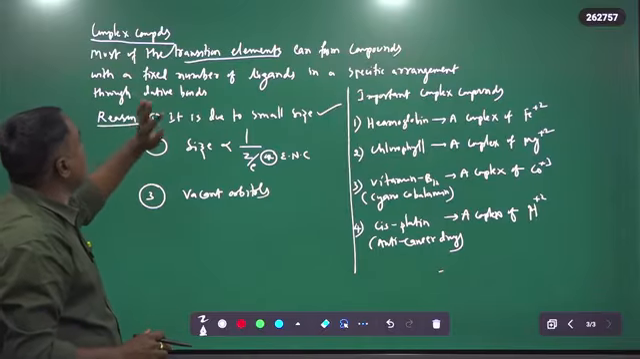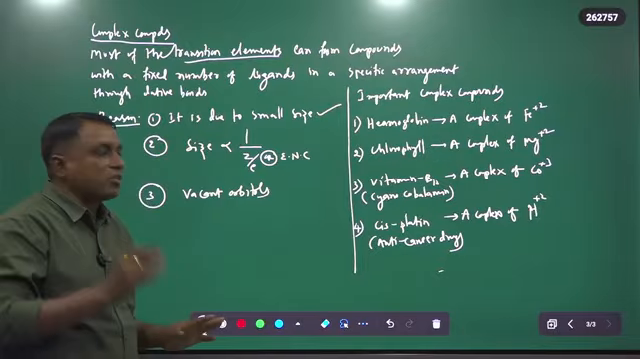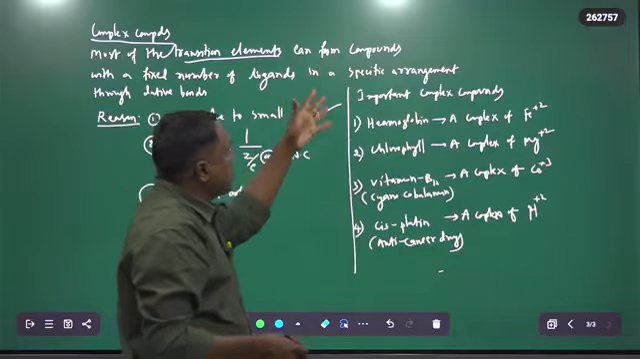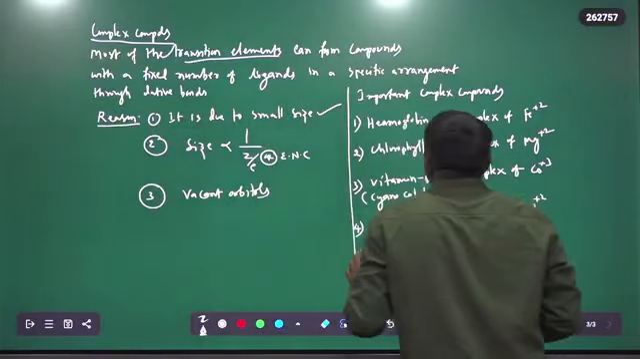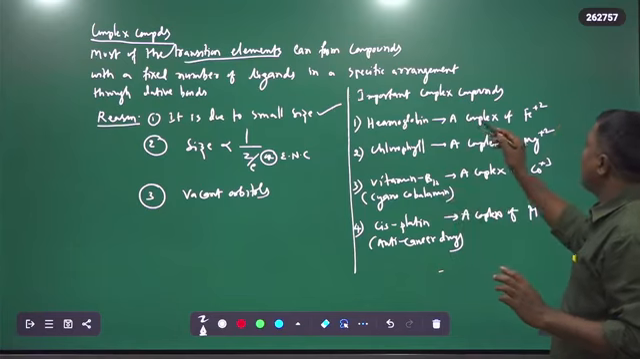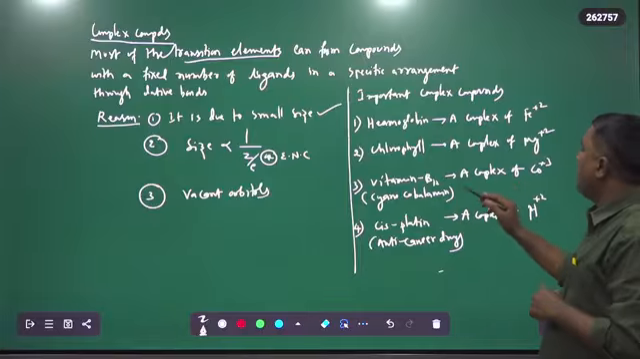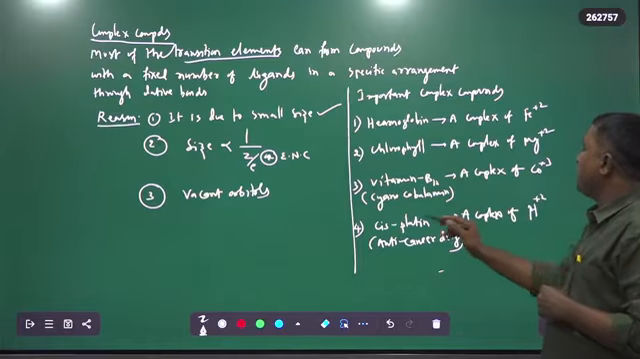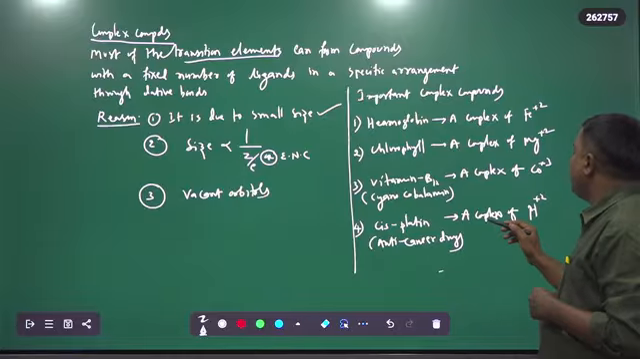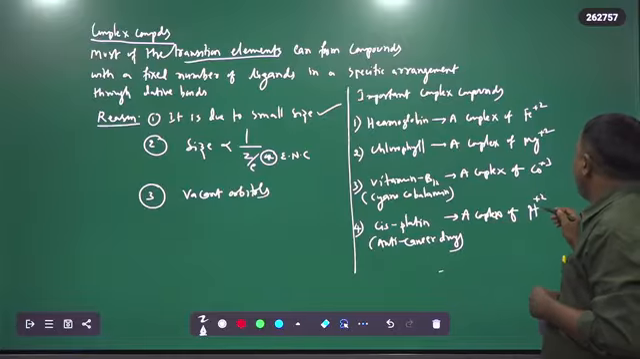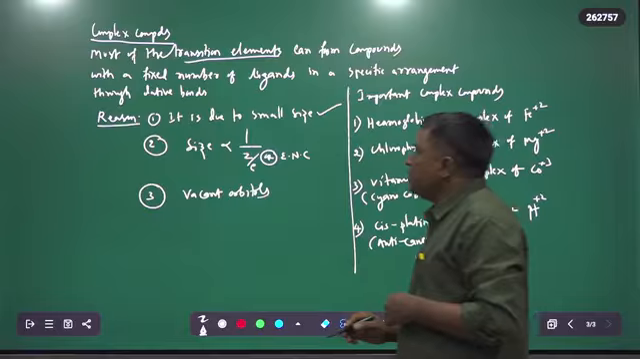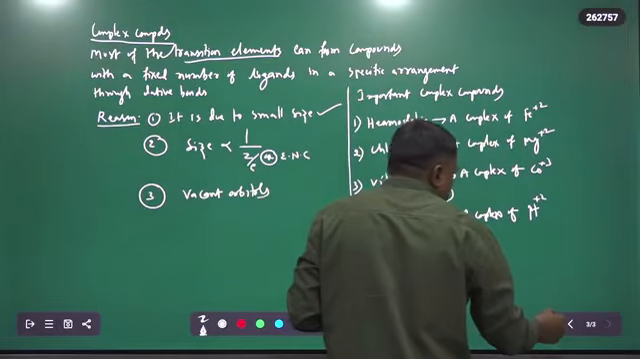So such type of compounds are what now? They are complex compounds. So these are the most familiar examples of complex compounds. Hemoglobin is a complex of iron plus 2, chlorophyll is a complex of Mg plus 2, vitamin B12, a cyanocobalamin, is a complex of cobalt plus 3, and cisplatin, an anti-cancer drug, is a complex of platinum plus 2. So these are complex compounds.